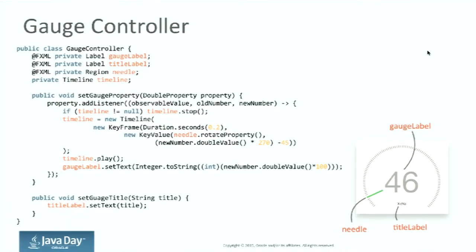Then I have a method for setting the title, so we can choose what the title is at the bottom of the gauge. And this is one of the nice things here: you can create reusable components this way. This gauge I'm going to use twice, once for the X and once for the Y, and it's a single piece of code. There's a single controller class and a single FXML file.